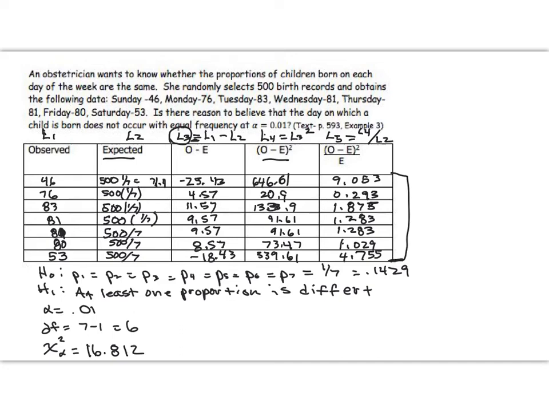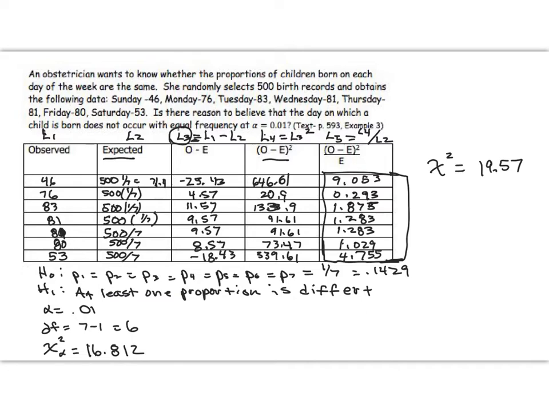Okay, so we need to find chi-square from this. Chi-square happens when I add all of those values together. So I'm going to take and add 9.053 to 0.293 to 1.875 and so on, all the way down to the bottom of this list. I'm going to add this together to get my test statistic. And when I do that, I get 19.57. So if I were to compare chi-squared to chi-alpha, it's greater than 16.812. So if I'm just comparing the test statistic, then I would reject the null hypothesis.